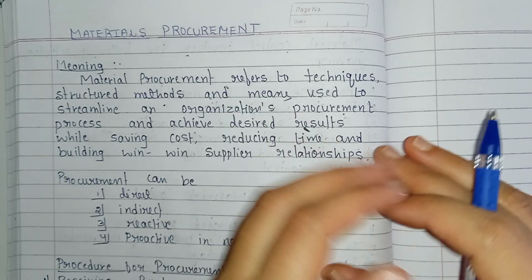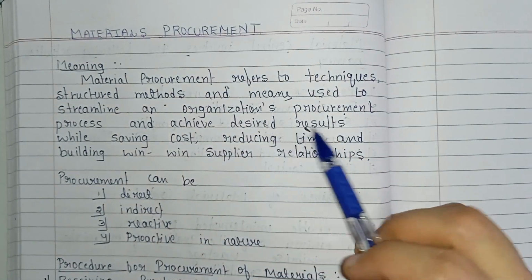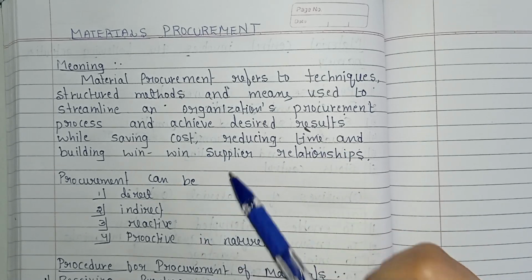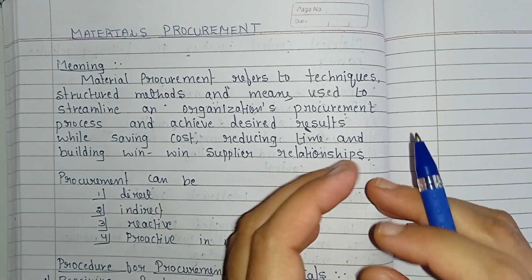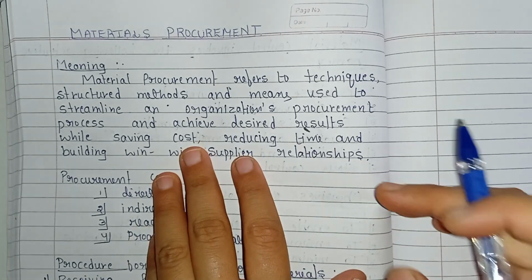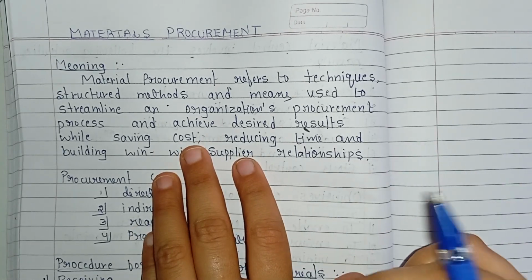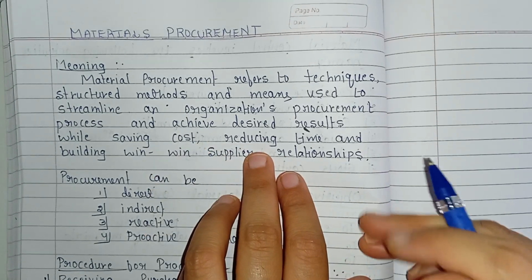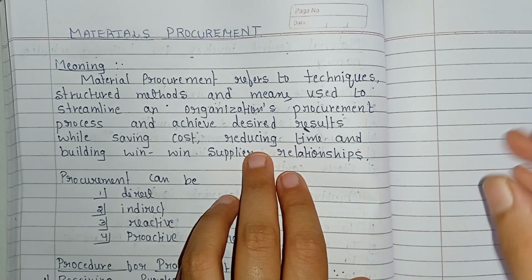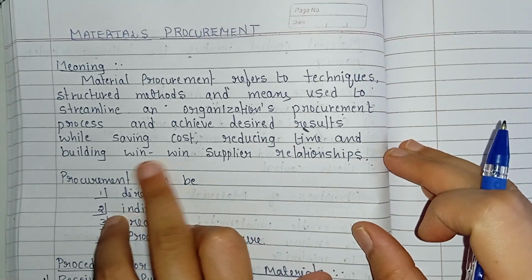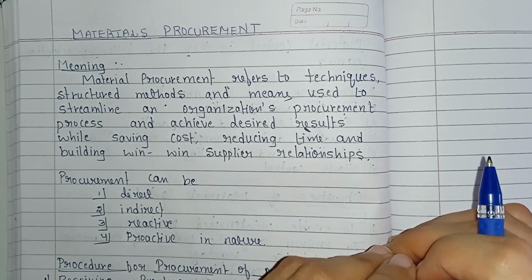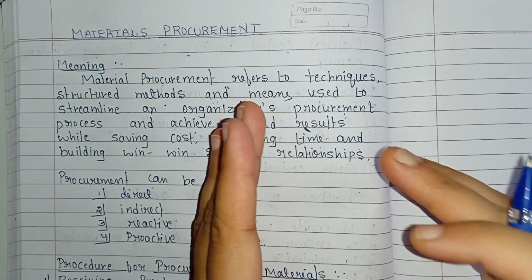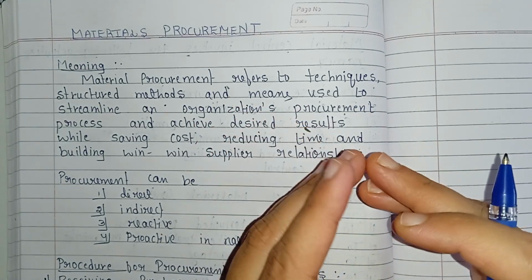By doing this, the organization can achieve desired results like saving cost, reducing time and building win-win supplier relationships. It can save money by avoiding overpaying or unnecessary purchases. Second, it reduces time by speeding up the steps involved in buying. And it builds strong relationships with the suppliers where both sides benefit. This is what we call a win-win relationship.